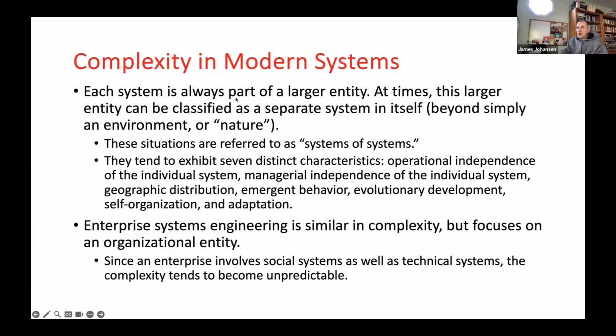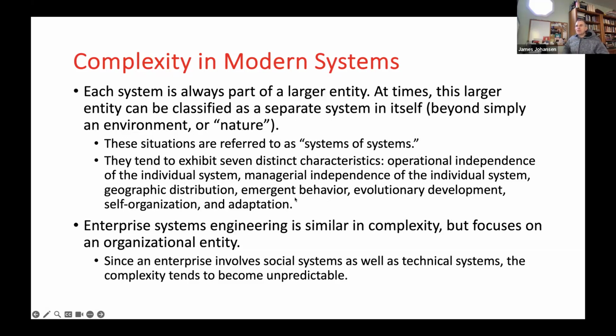So each system is always part of a larger entity. And that's an interesting point too. There's always a system of systems that can go above what you're thinking about. So at times, this larger entity can be classified as a separate system in itself, which is beyond simply an environment or nature. These situations were referred to as system of systems, and they tend to exhibit several distinct characteristics: operational independence of the individual system, managerial independence of the individual system, geographic distribution. There can be some emergent behavior.